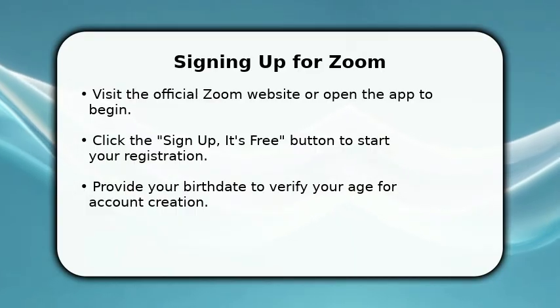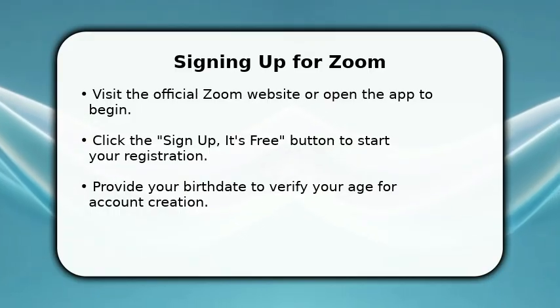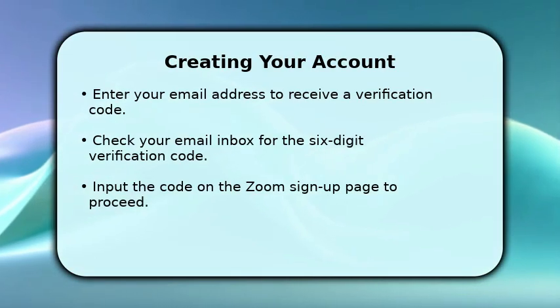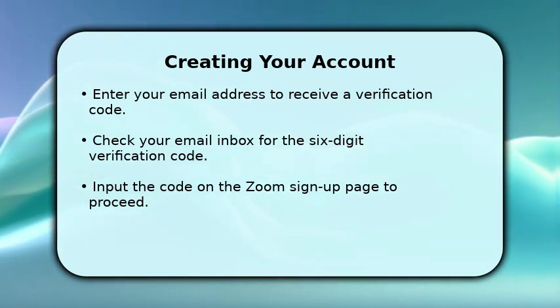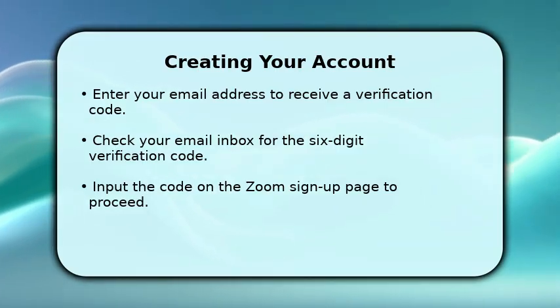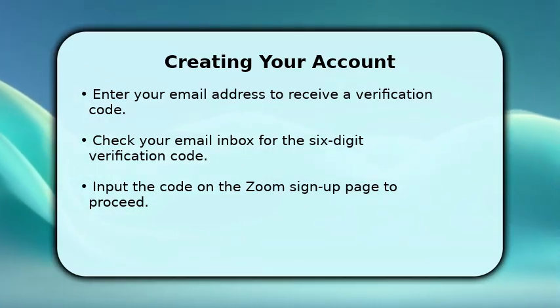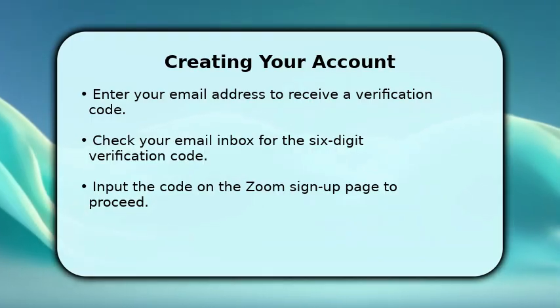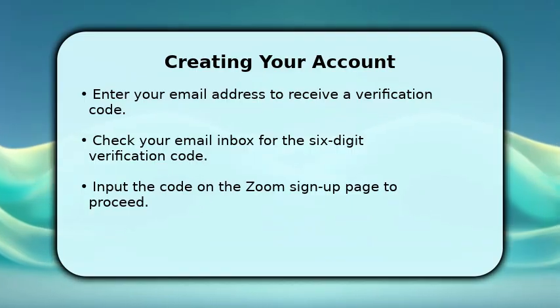You will then be prompted to enter your birth date to confirm you meet the age requirements for creating an account. After verifying your age, the next step is to provide your email address. Zoom will send a one-time, 6-digit verification code to this email. Please check your inbox, and if you don't see it, remember to look in your spam or junk folder. Once you have the code, return to the Zoom sign-up page and enter it into the designated field to verify your email and continue with the account creation process.